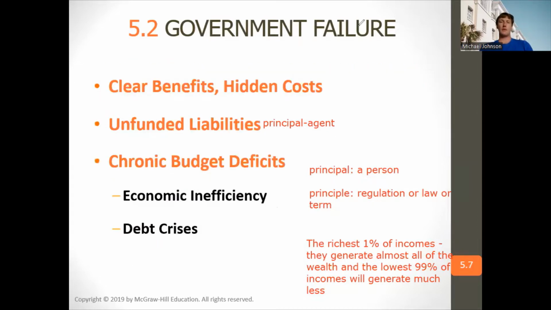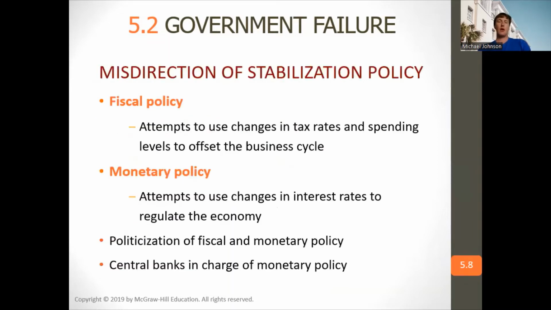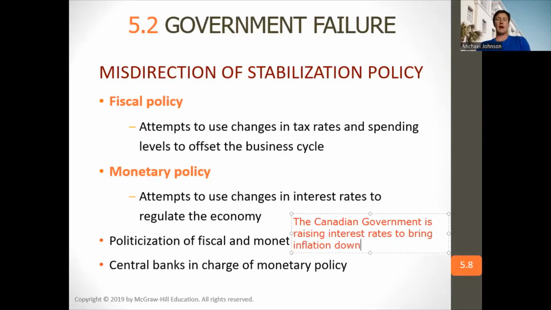So government failure: there's clear benefits, hidden costs, unfunded liabilities, and chronic budget deficits, so economic inefficiency, debt crises. So fiscal policy, they can use changes in tax rates and spending levels to offset the business cycle. Monetary policy, they can use changes in interest rates to regulate the economy. So they're doing that right now. So the Canadian government is raising interest rates to bring inflation down through reducing the money supply.